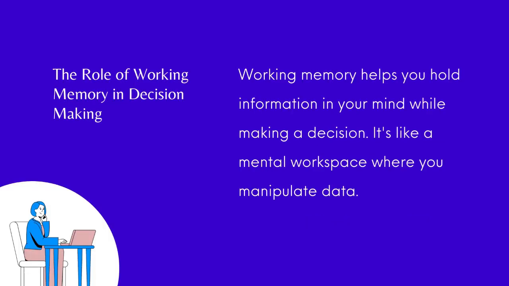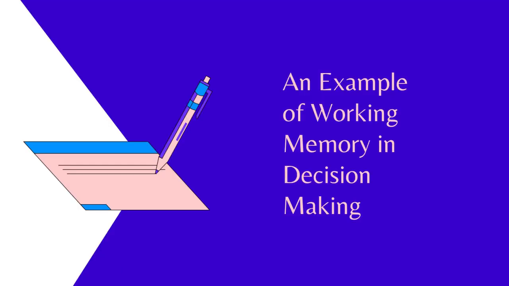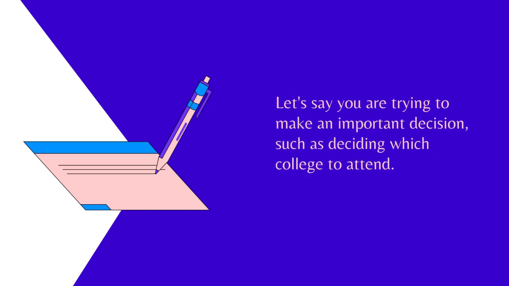The role of working memory in decision making. Working memory helps you hold information in your mind while making a decision. It's like a mental workspace where you manipulate data. An example of working memory in decision making. Let's say you are trying to make an important decision, such as deciding which college to attend.